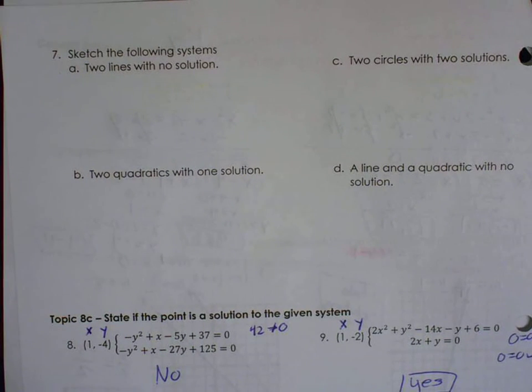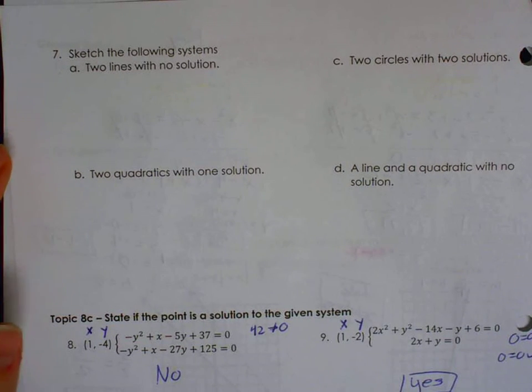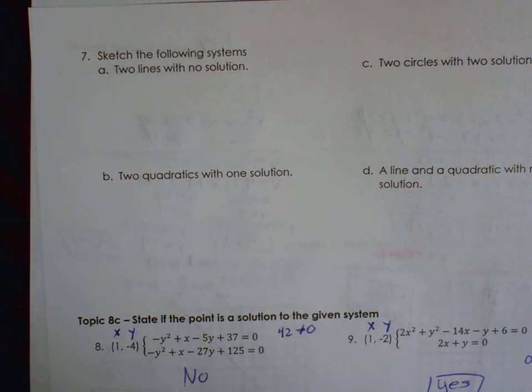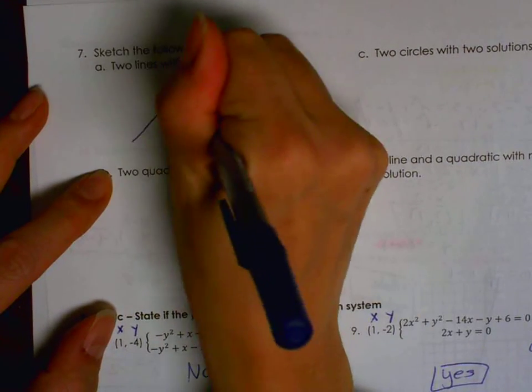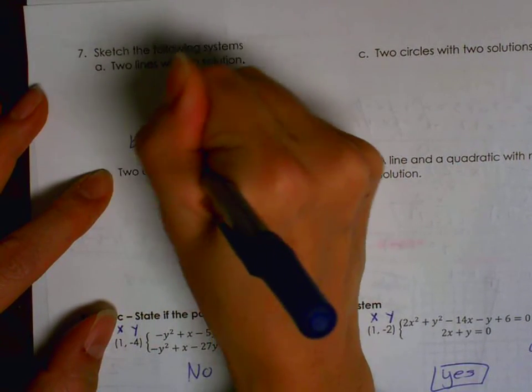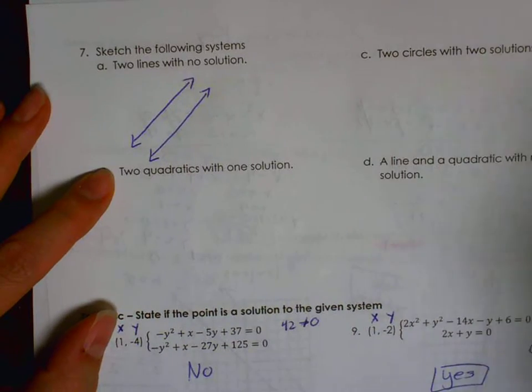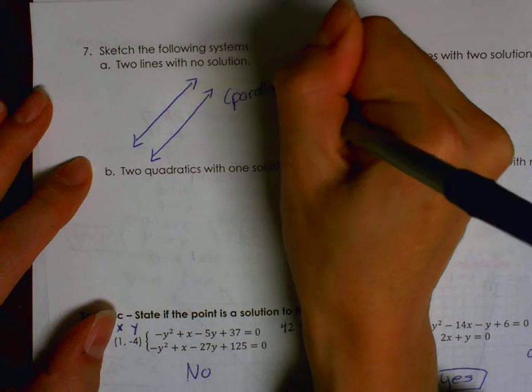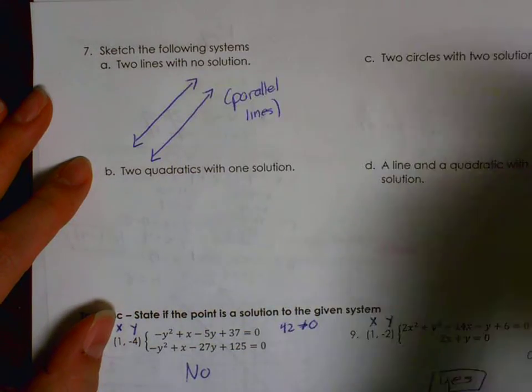Okay, this is the unit review guide for Unit 3, and I'm going to go over number 7, which is sketch the following systems. So 2 lines with no solution. A solution means an intersection. So if I have 2 lines with no solution, that means I have 2 lines that never intersect. And by definition, parallel lines are lines that never intersect. So my example of 2 lines with no solution would be 2 parallel lines because they never intersect.